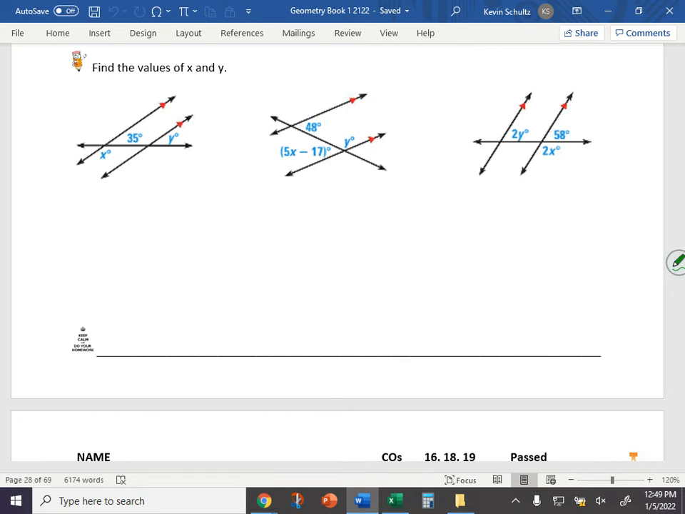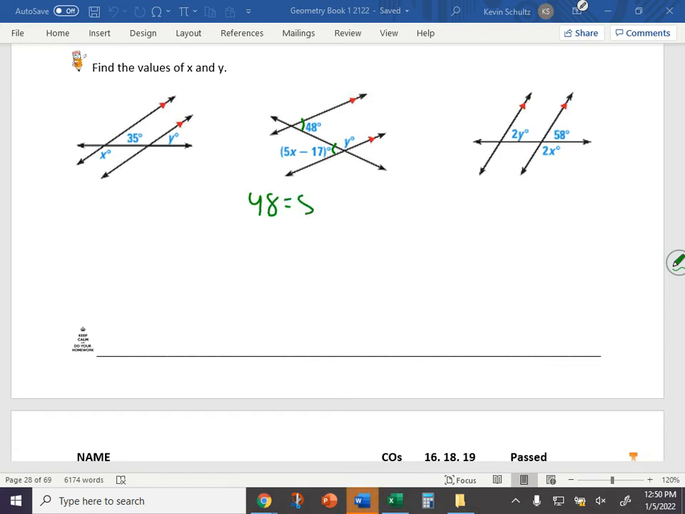What do we know? What relationships do you see here? Gino? 48 equals 5x minus 17. Okay, and how do you know that these two angles, the 48 here and the 5x minus 17, are congruent? Alternate interior. Excellent. Okay, look at their position. Inside the parallel lines, on opposite sides of the transversal, that relationship shows us that they are congruent.